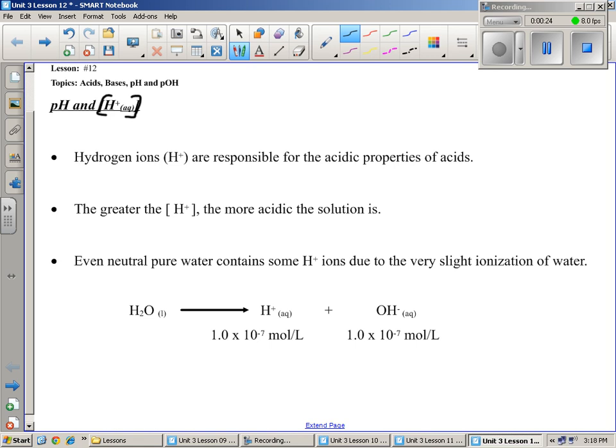So, pH, I'll tell you this right now. pH and H+ concentration go together like peanut butter and jam. They are basically the same thing.